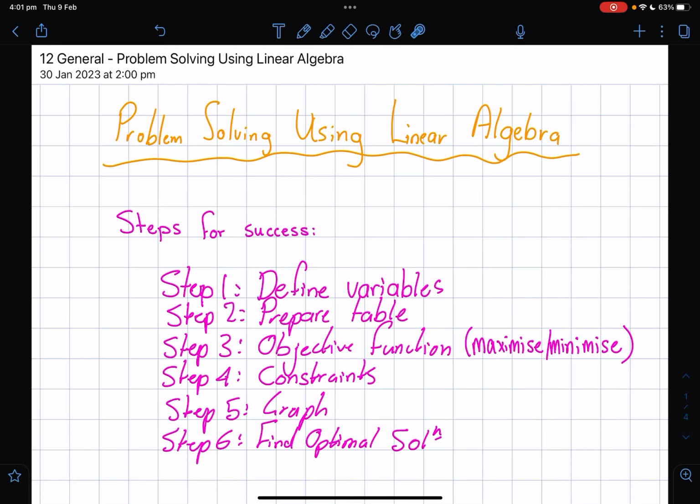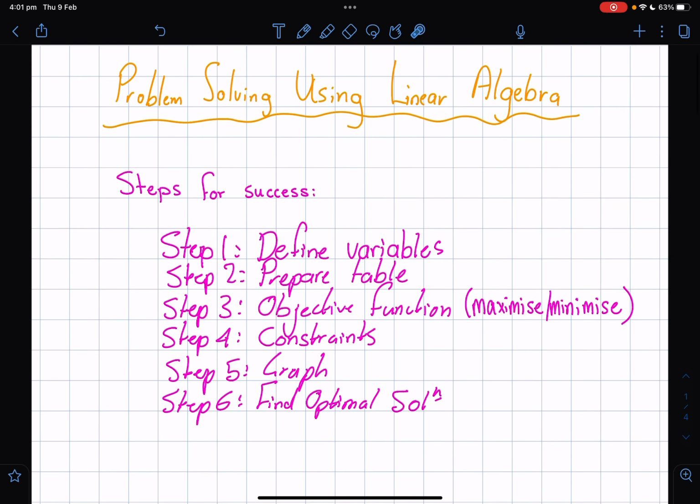So today we're going to be looking at solving problems using linear algebra and linear programming. This is kind of just bringing together all the skills we've practiced over the last few videos, all into a given context. So we have 6 steps for success in these problems. Step 1, we need to define our variables. So that's our x and y values or variables, okay?